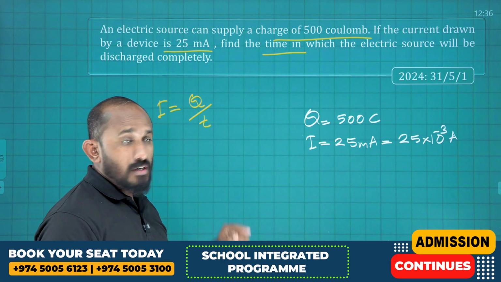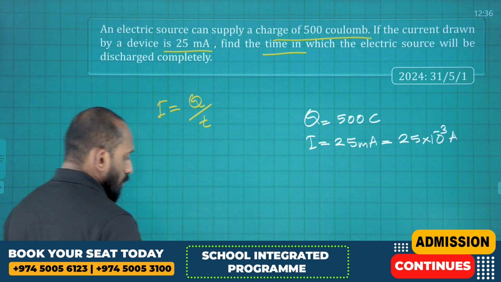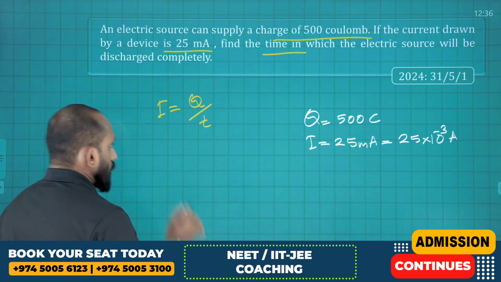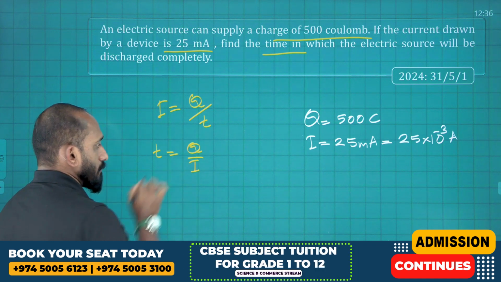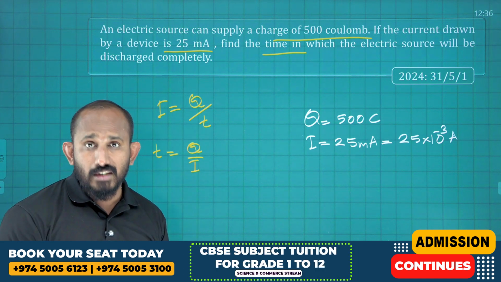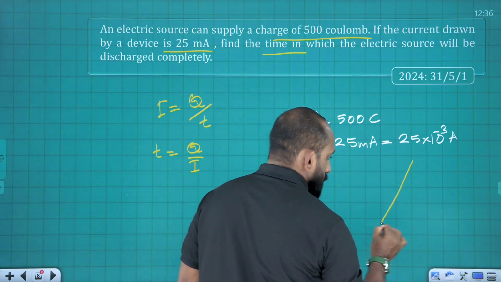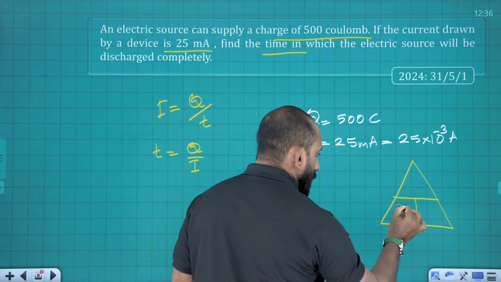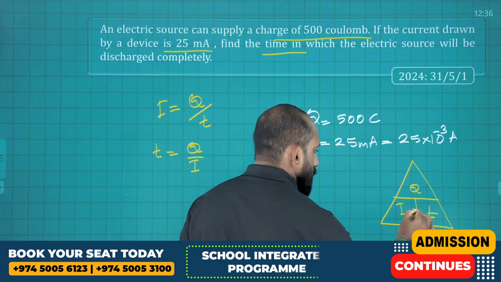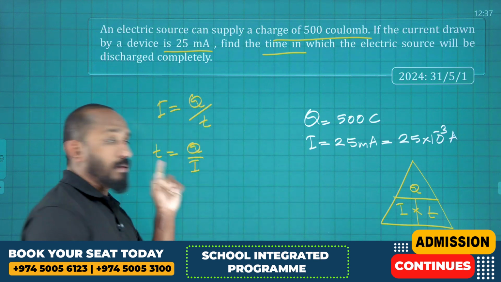Q and I are given, you have to find what? The time you have to find out. So this equation you have to rearrange as T is equal to Q divided by I. Those who feel difficulty to transpose it, you could remember the triangle. I is equal to Q by T. So T is equal to what? Q by I. So T is equal to Q by I.